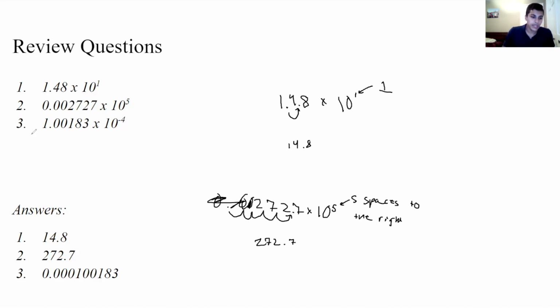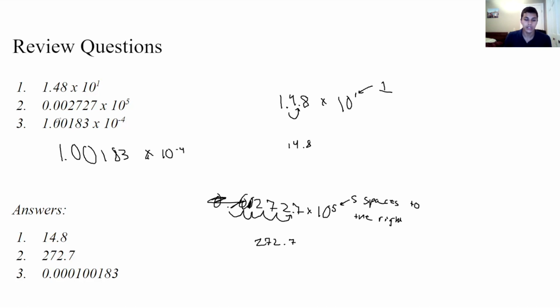And for question 3, we have 1.00183 times 10 to the power of negative 4. Now remember, we moved the decimal point 1 spot to the right for the positive number we have in the exponent. So this means we're going to move it negative 4 spaces to the right, which actually means we're moving it to the left. We're going to move the decimal point to the left.